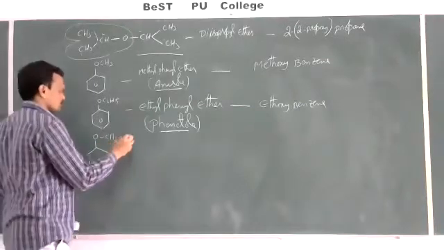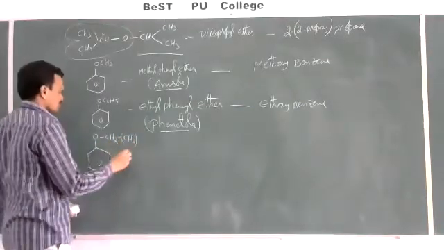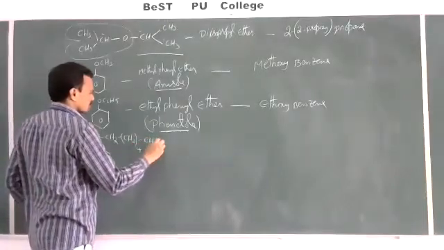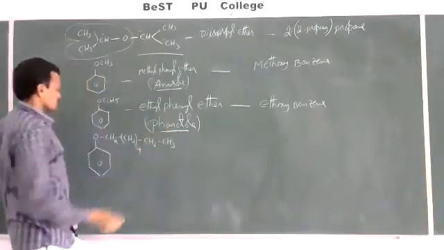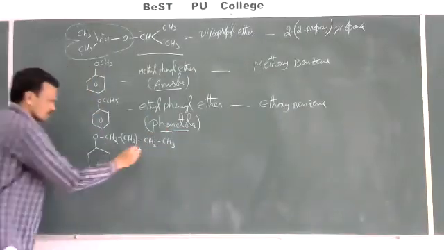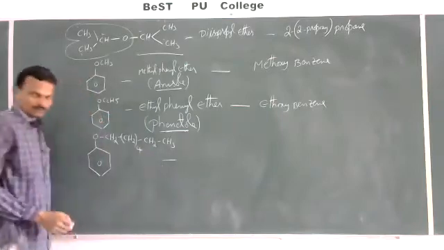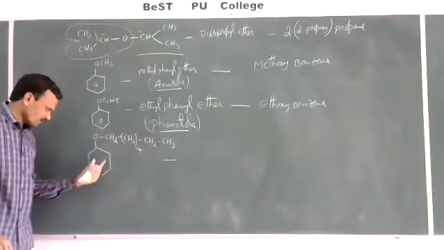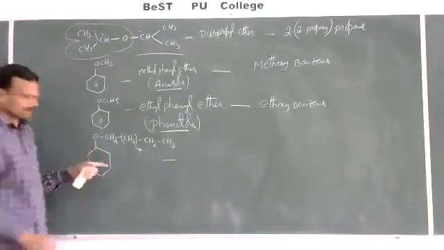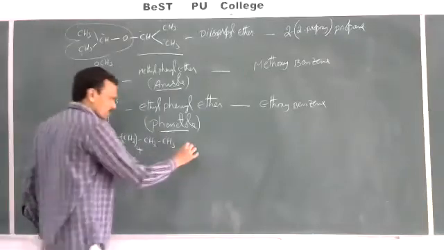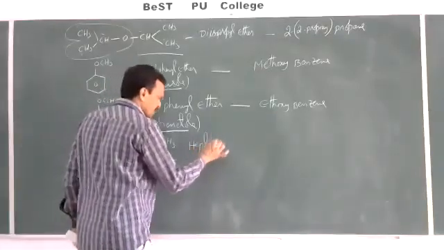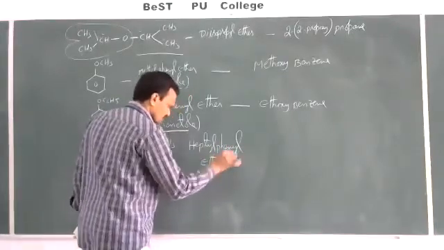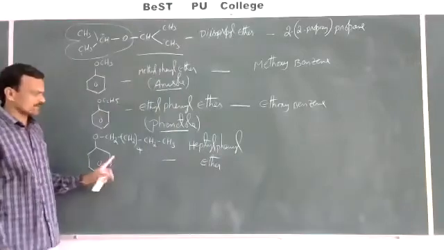CH2, 4 times, CH2 CH3. This is heptyl group. Heptyl phenyl ether. So the common name is, this is the heptyl group, this is the phenyl group. So the common name is heptyl phenyl ether. Heptyl phenyl ether is the common name.